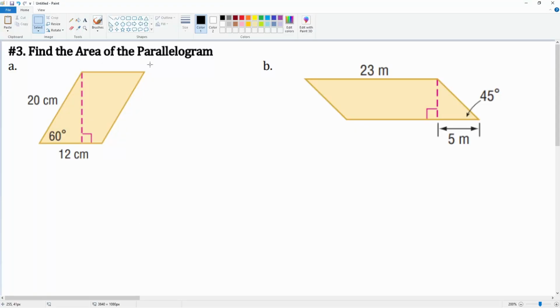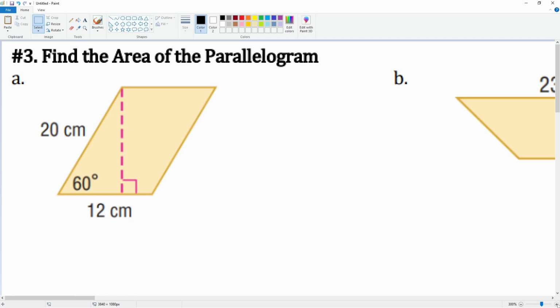Number 3, here we're going to find the area of the parallelogram. The area of a parallelogram is very straightforward. It is just defined as area equals base times height.